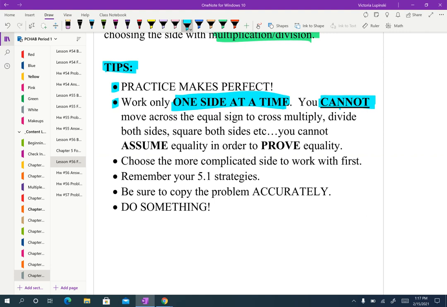What you're trying to do in these problems is prove that they're equal. In order to prove that they're equal, you cannot assume that they're equal. So it's not an equation. You're not allowed to do something to both sides.